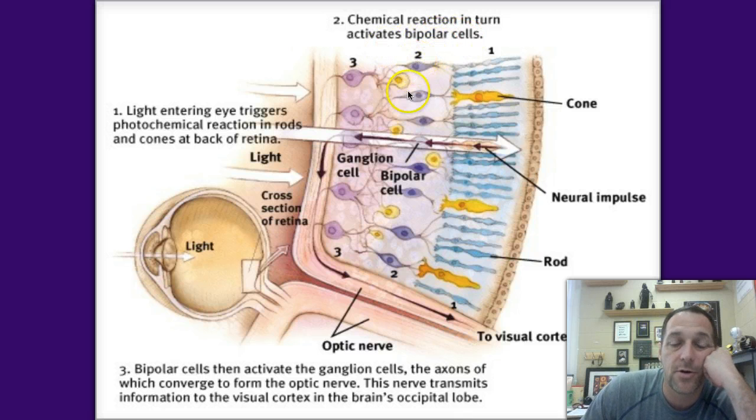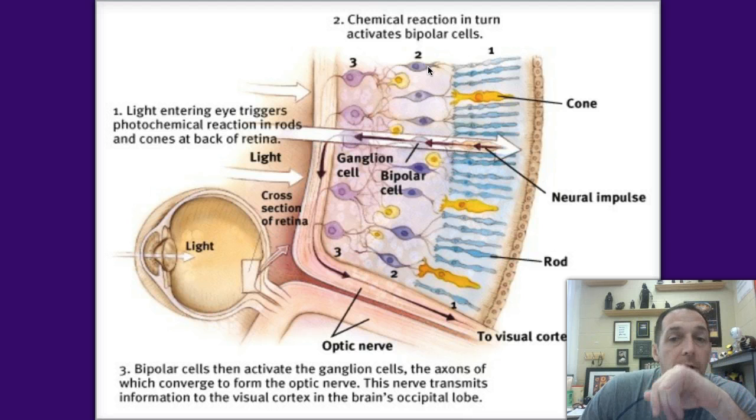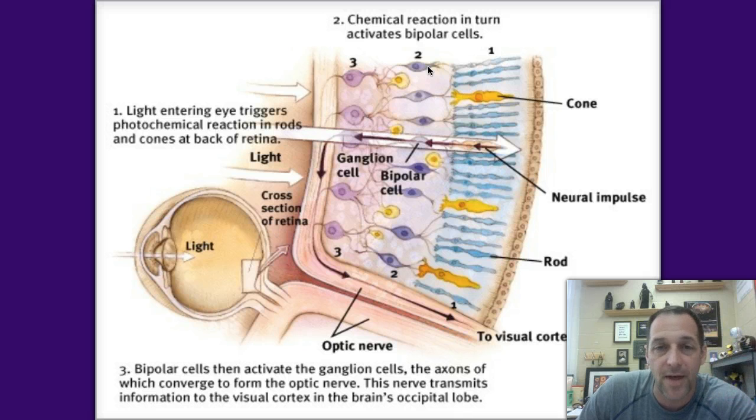This is number two. They're cells that are in between the cones and ganglion cells. So it's just a series of different cells that communicate to one another. We don't need to know more than that at this level. If you're going to become an eye doctor or an optometrist, or go to med school, I'm sure you need to know this in much greater detail.